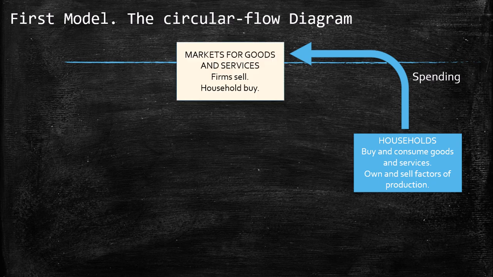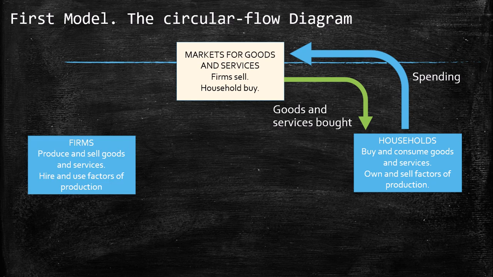They go to the markets for goods and services, where the firms sell and the households buy. Instead of spending, what do the households receive? They receive the goods and services they already bought. On the other side, we have the firms, which produce and sell goods and services, but at the same time hire and use factors of production.